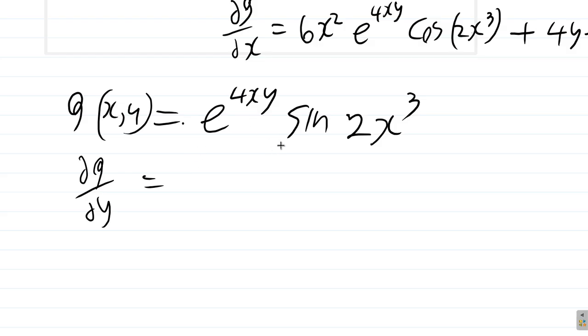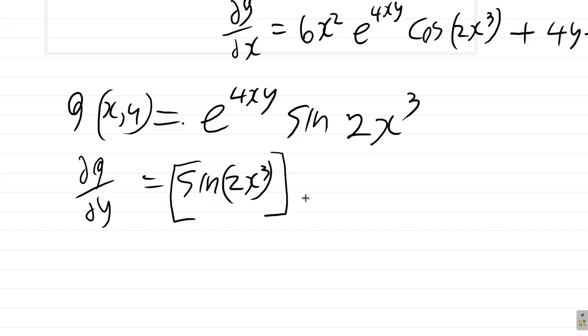Well, that one will be simpler because there is just one y there. You don't have to worry about using the product rule now, but you still have to use the chain rule. The sine 2x cubed is like just one number, whatever it is. You're treating x as a constant, so all of this will become a constant. In e to the 4x times y, the 4x part is like a constant because x is a constant.